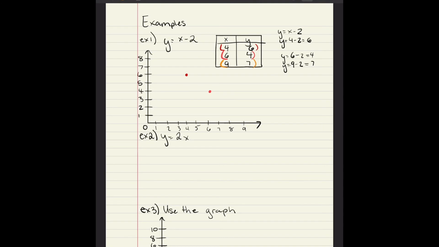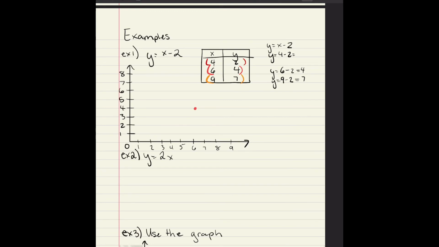I messed up. Aha! Did you guys catch that silly mistake? I did 4 minus 2 equals 6. What? That doesn't make sense. That's 4 plus 2. I should have a 2 here. That's why that doesn't make sense. So then I have 4, so I go to 4 and up to 2. There we go. And then I go to 9 up to 7, which happens to be directly on here.